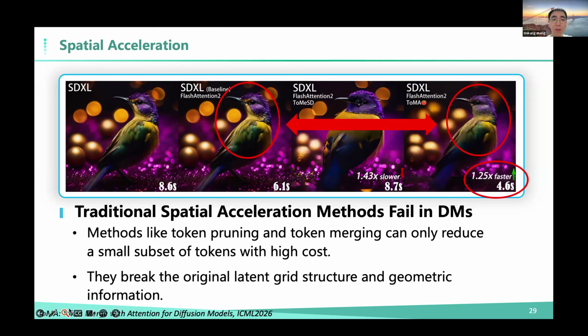For example, if you try to find out some tokens that are not computed during the denoising process, these tokens are scattered across the whole image. They might be here, they might be here, they might be here. And so the geometric information of the original image is broken. So it is pretty hard for these methods to actually work on diffusion models.